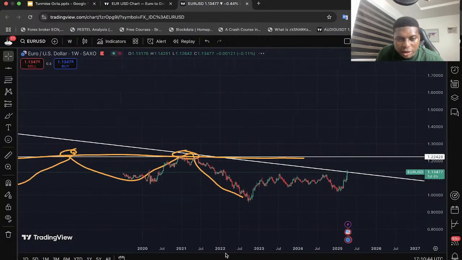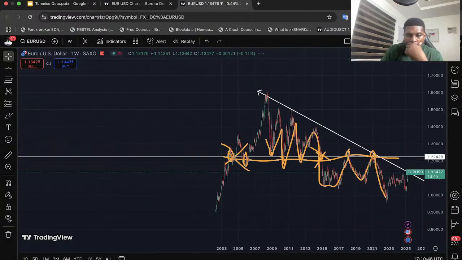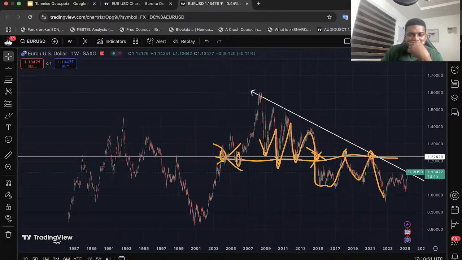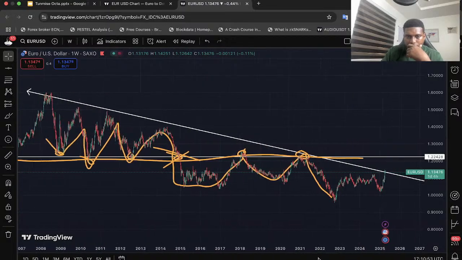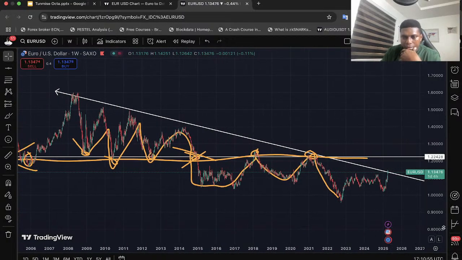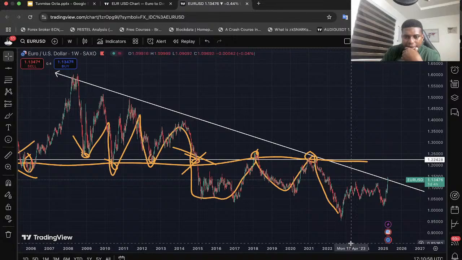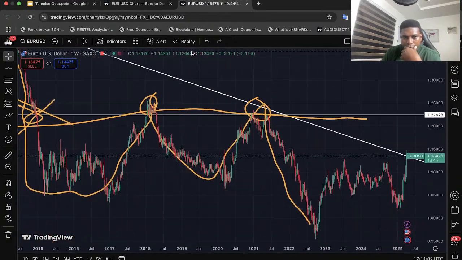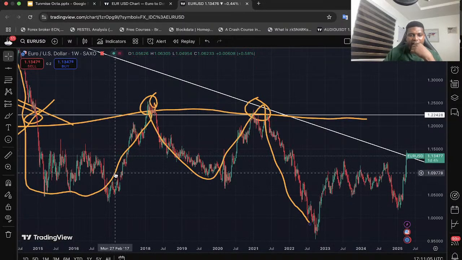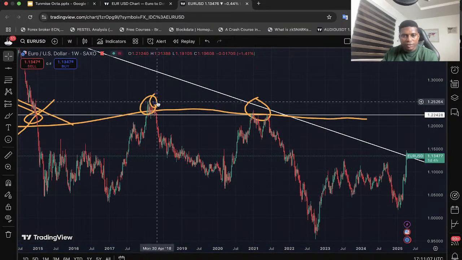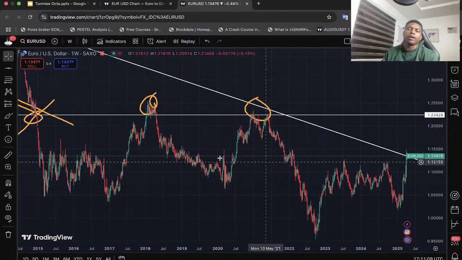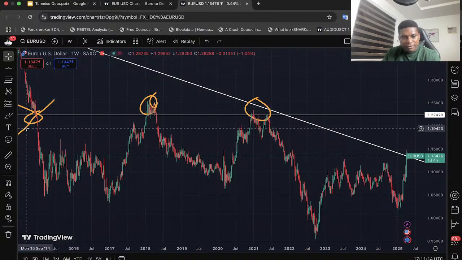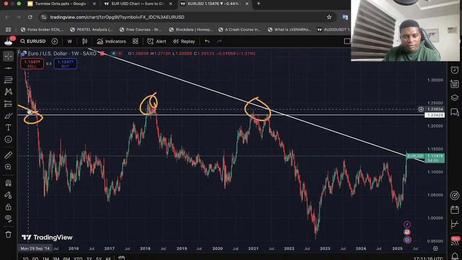Now we can see that on the weekly time frame, the story is clearer. All right, so let's do this. Awesome, good. So here, let me see if I can take this off. Okay, we're good.